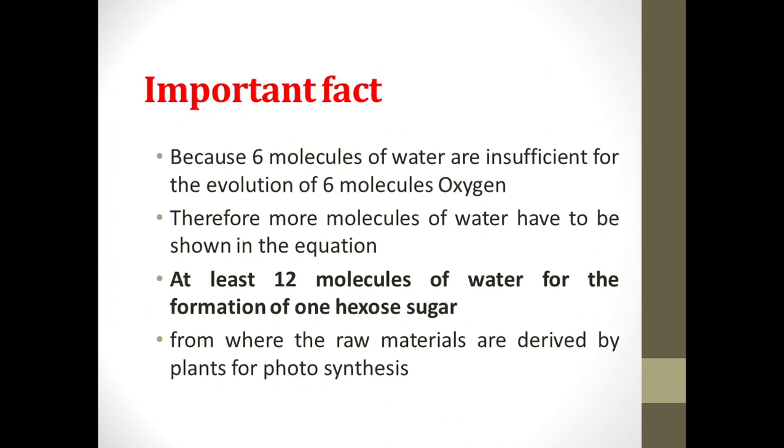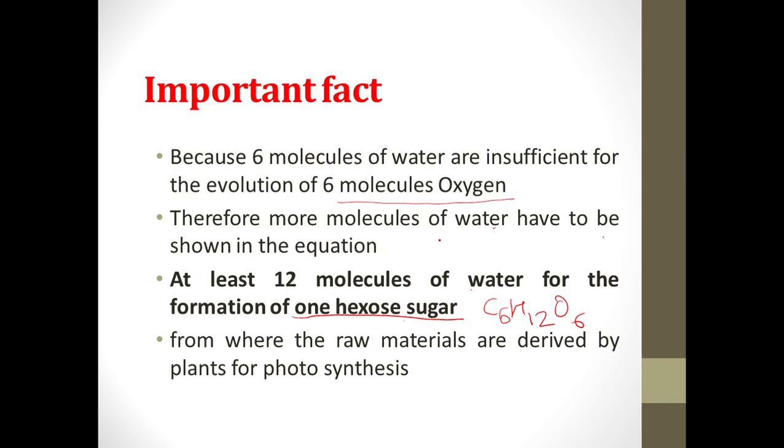Now, what are the important facts? There are some facts that are very important for photosynthesis. See, 6 molecules of water are insufficient for the evolution of 6 molecules of oxygen. Therefore, more molecules of water have to be shown in the equation, at least 12 molecules of water for the formation of 1 hexose sugar. What is 1 hexose sugar? A 6 carbon containing sugar. So, we are using it as glucose. This is the formula of glucose. 1 hexose sugar is a monosaccharide. Okay. So at least 12 molecules of water for the formation of 1 hexose sugar.